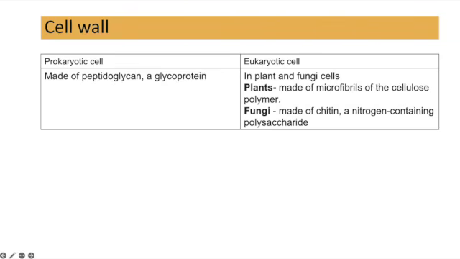In comparison, eukaryotic cells, animals don't have a cell wall, but plants and fungi, which are eukaryotes, do. And plants have a cell wall that's made up of microfibrils of the cellulose polymer, and fungi have a cell wall made up of chitin, which is a nitrogen-containing polysaccharide.